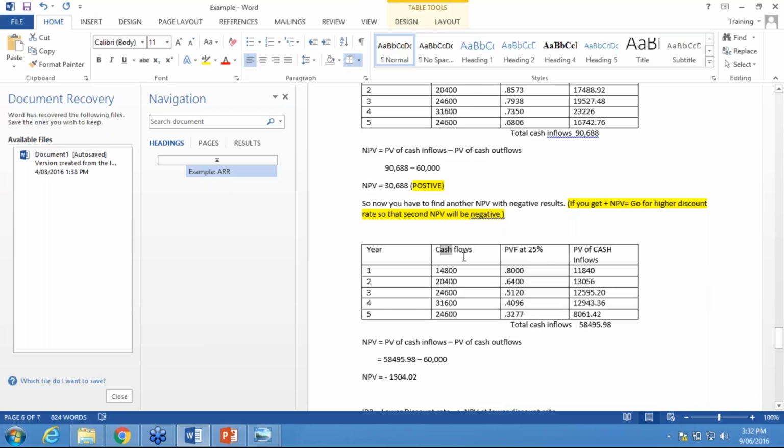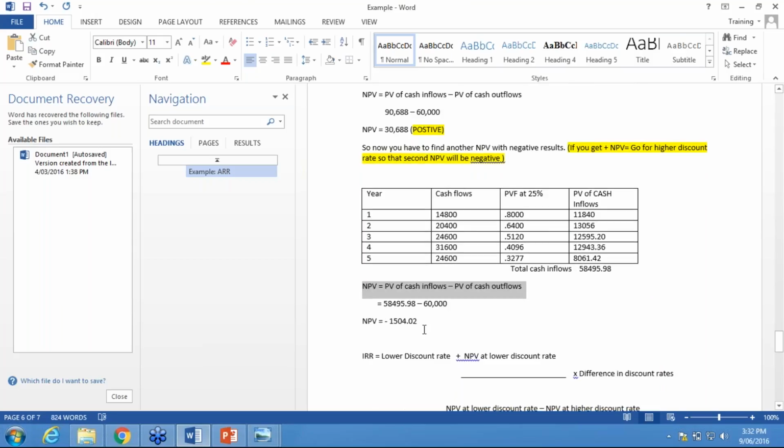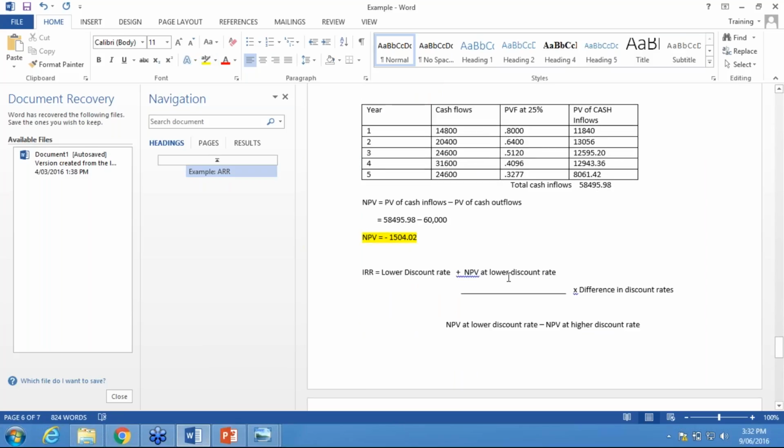Same as before, you need to write out the cash inflow. You need to find the present value factor at 25%. That is the PVF table. And again, you need to multiply these two columns to get the present value of cash inflow. Look at this figure, again the same formula. Now this time you have a negative NPV. That's what I was looking for. So in this method, basically we have to look for two NPVs. One is positive and one is negative.